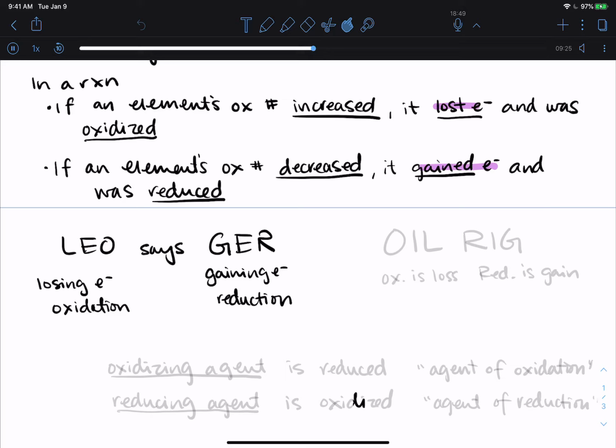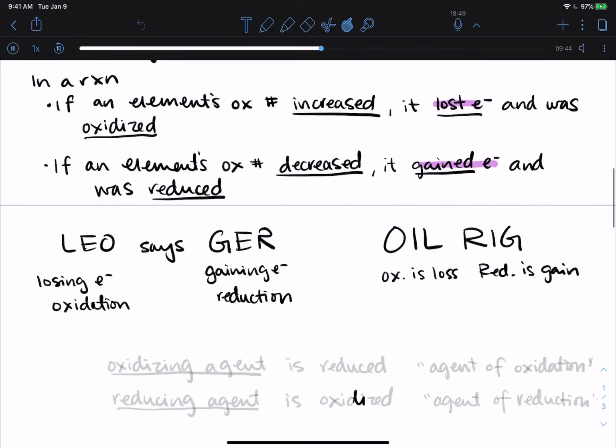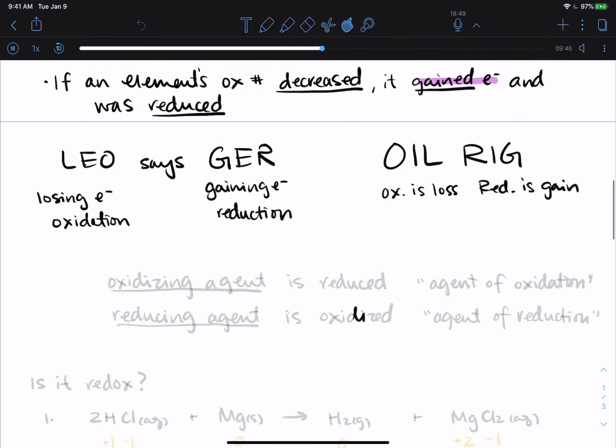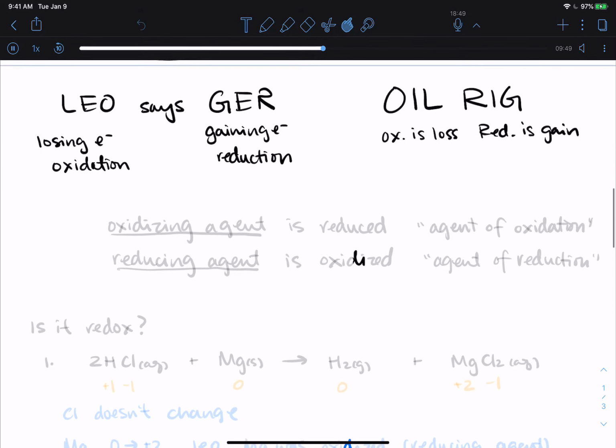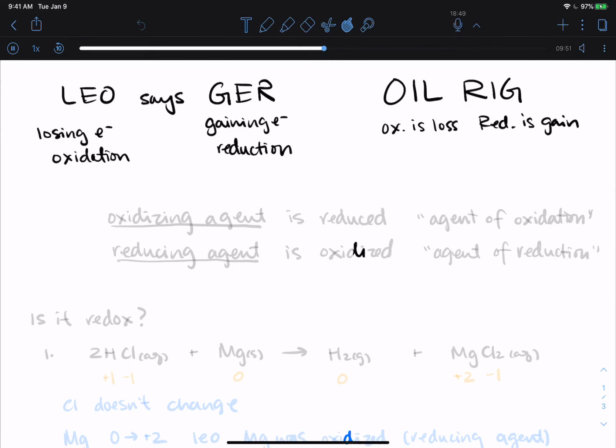Or, if you like, there's another one that is OIL RIG: oxidation is loss of electrons, and reduction is gain of electrons. Now, to complicate this a little bit further, we also, as chemists, like to call things oxidizing agents and reducing agents.